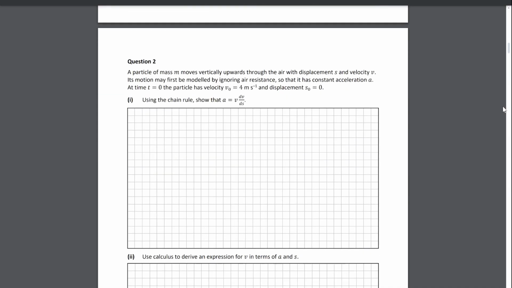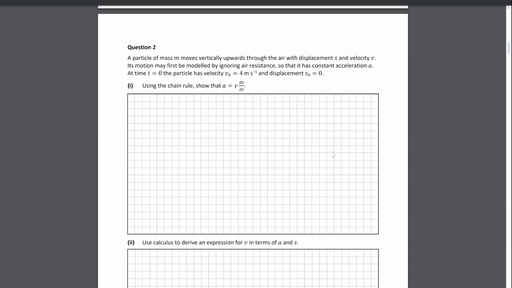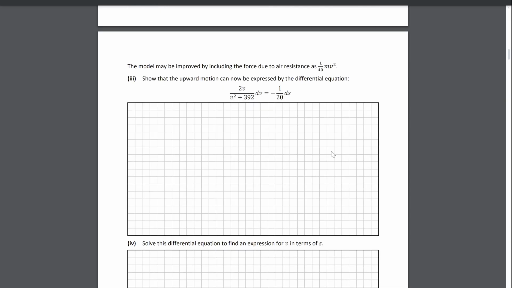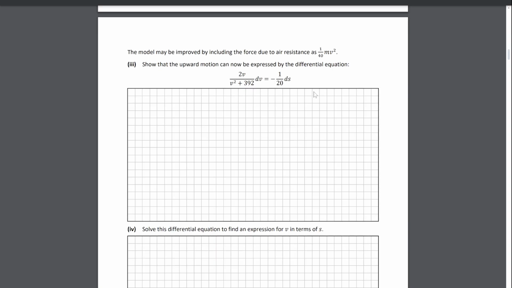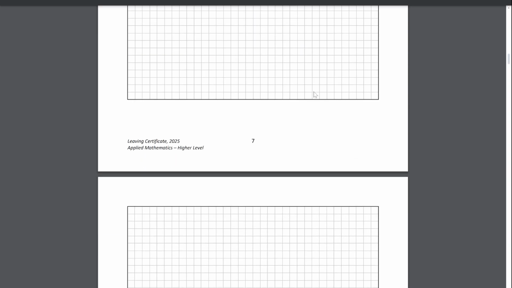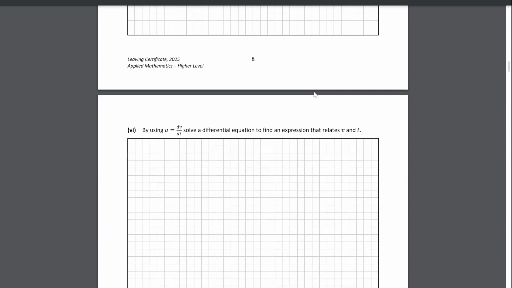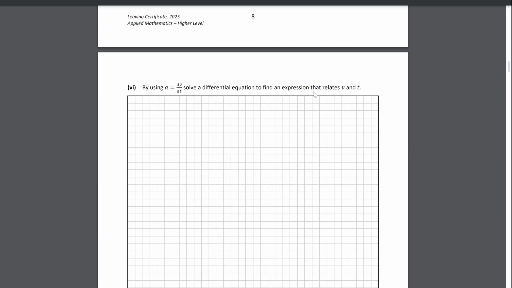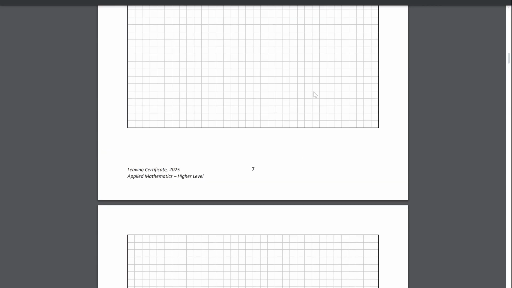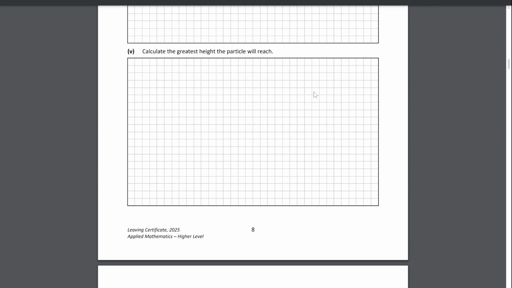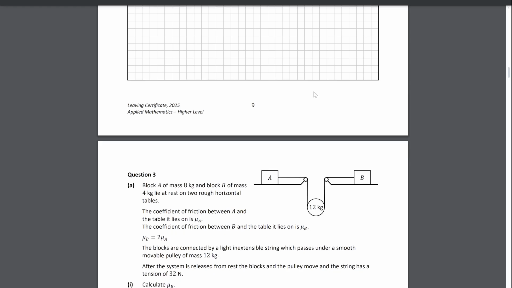Okay, question 2, calculus in motion. It's all pretty much okay. This is a standard proof that everyone should know, basically. And then some standard integration. This one was a bit tricky to manipulate, but isn't too bad. And then solving for s, greatest height and such. And then using dv/dt, so slightly differently, but something that students should be well accustomed to.